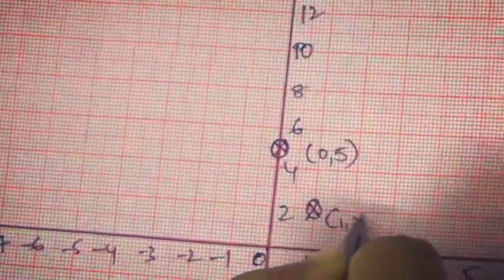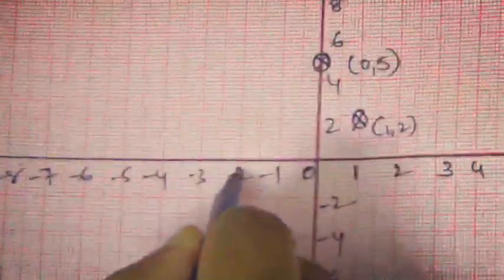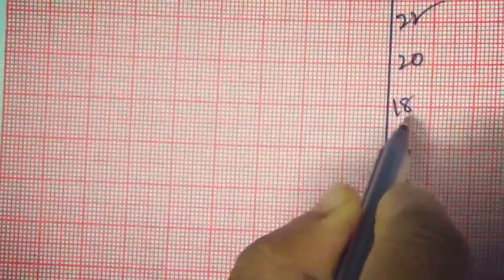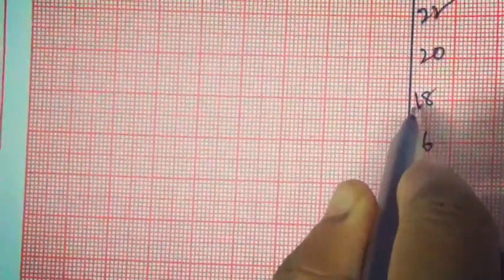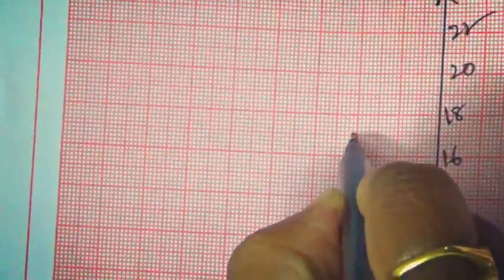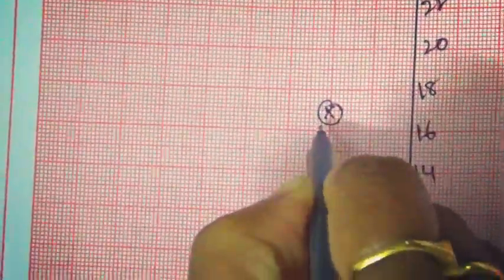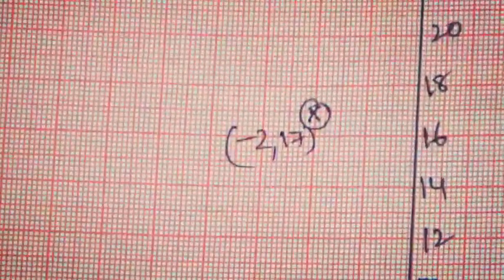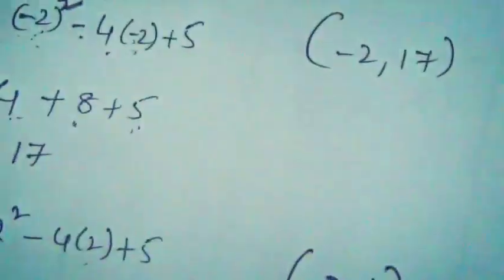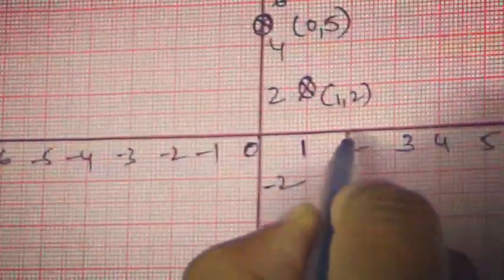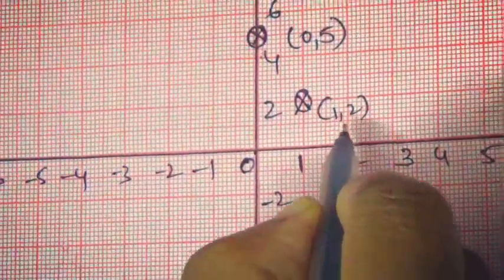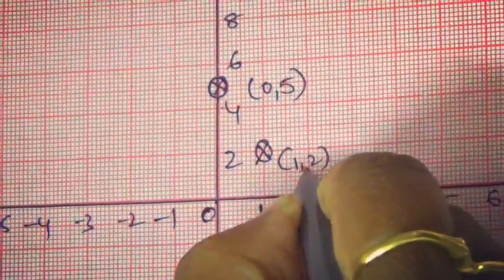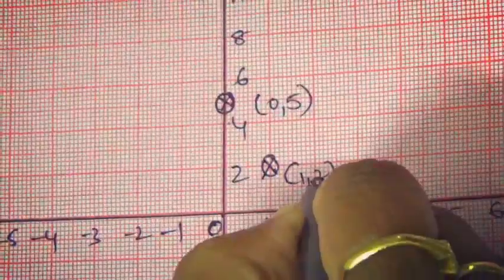And what is the next one? Minus 2, 17. Minus 2 on x-axis and 17. In between the 16 and 18 we have the point, that is minus 2, 17. Okay, and then next point, that is 2, 1. Here on x-axis 2, 1.